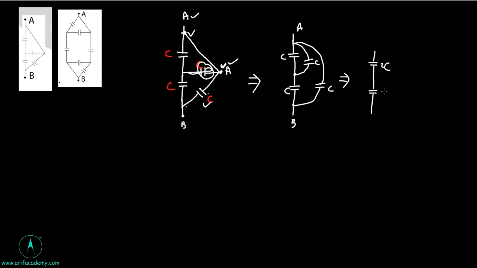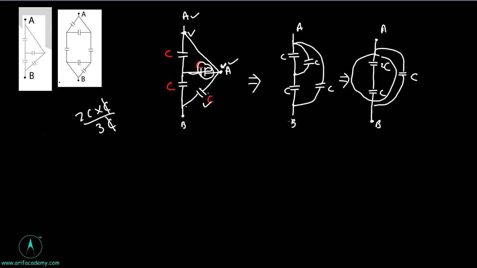This is 2C, this is C, and we have here C, A. Now these two capacitors are in series, so their equivalent will be 2C into C upon 3C, 2C by 3, and 2C by 3, 2C by 3.